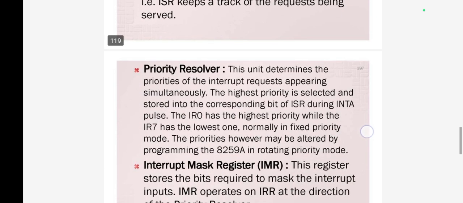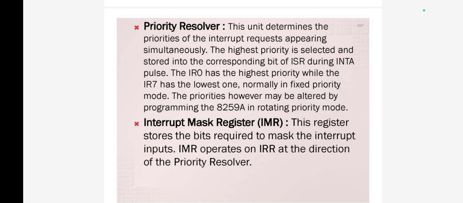Priority resolver. This unit determines the priorities of the interrupt requests appearing simultaneously. The highest priority is selected and stored into the corresponding bits of ISR during the interrupt acknowledge pulse. IR0 has the highest priority while IR7 has the lowest priority.